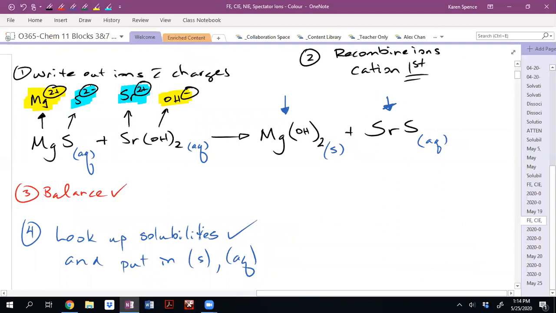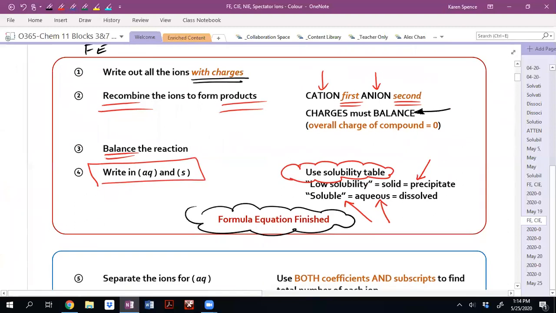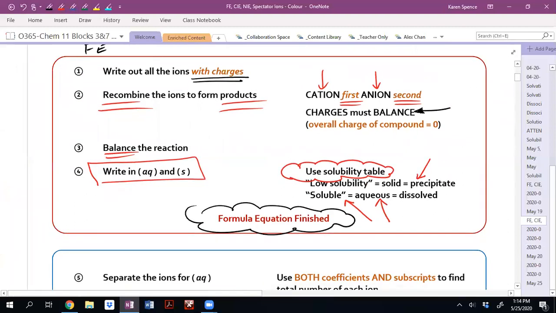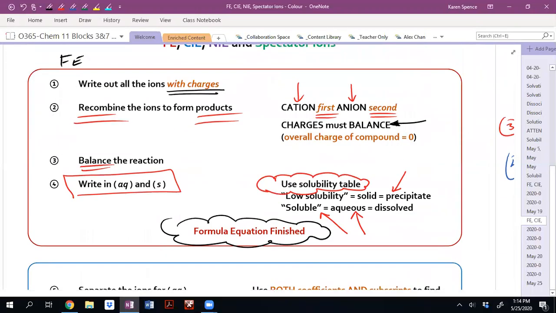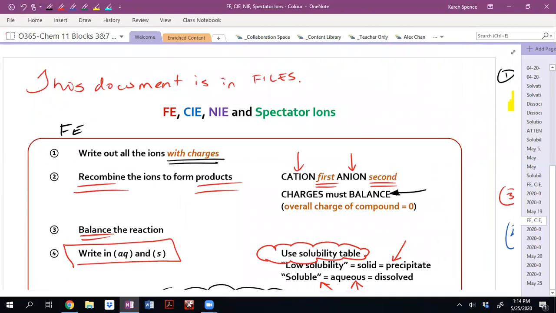Okay, so we have written the formula equation. All right, formula equation is done. And now, if you've just joined us, we are looking at a resource document. It's a one-pager that tells you how to write formula equations, complete ionic equations, net ionic equations, and find the spectator ion. And this document is in our files section.